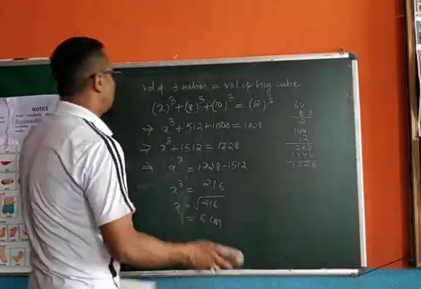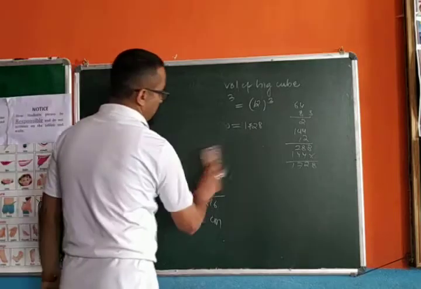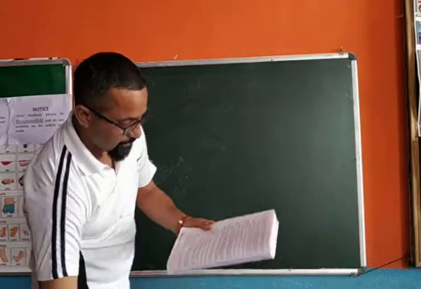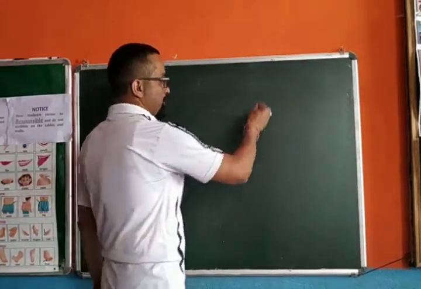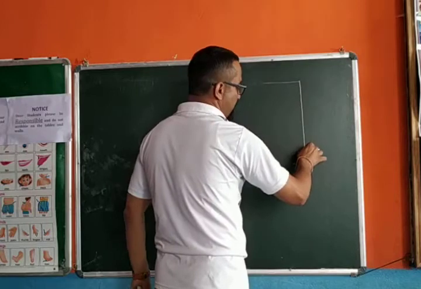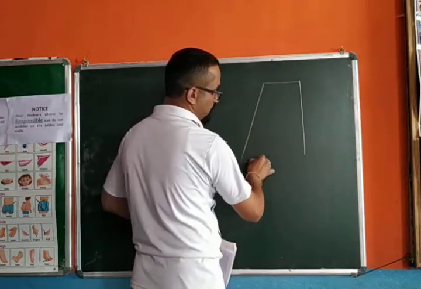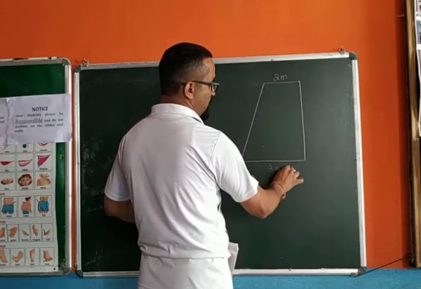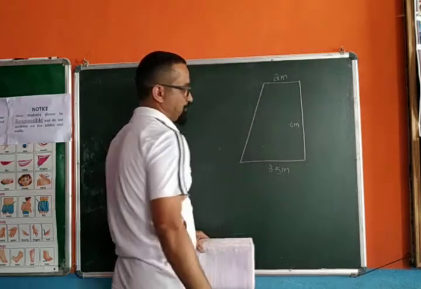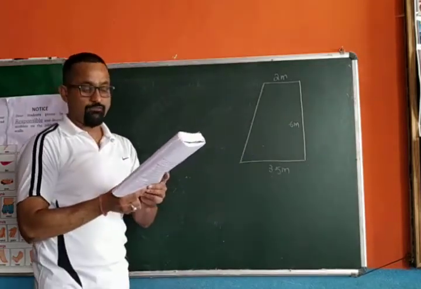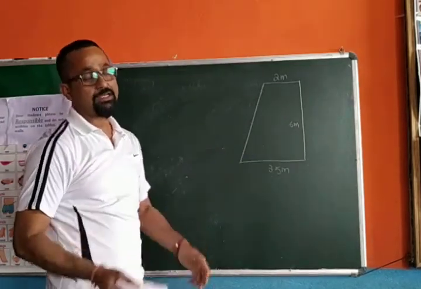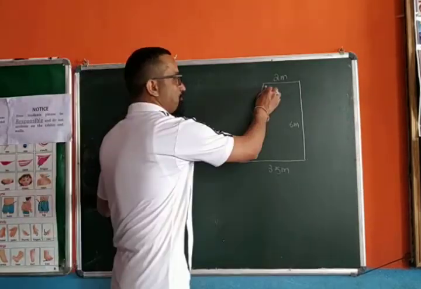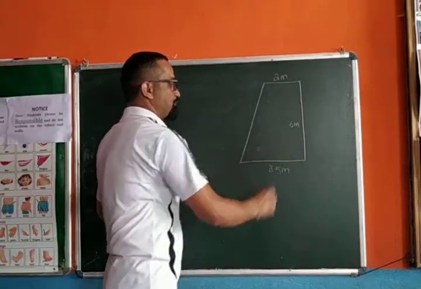Question number 26b. This will be the last question for the exercise. You have a diagram given. The dimensions are given in the question: 2 meter, 3.5 meter, 6 meter. Length is given, 400 meter. The question says to calculate the cross-sectional area. Only this portion. You have to find the area of this cross-section.